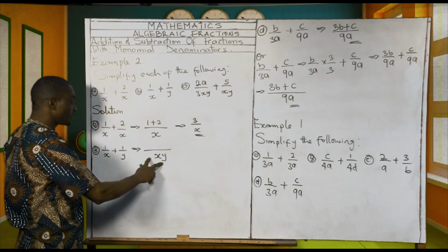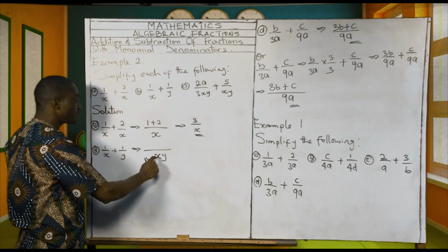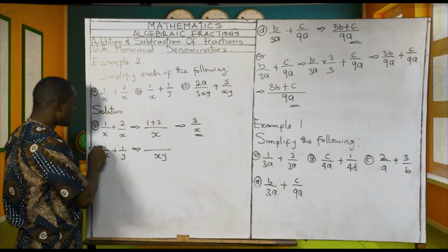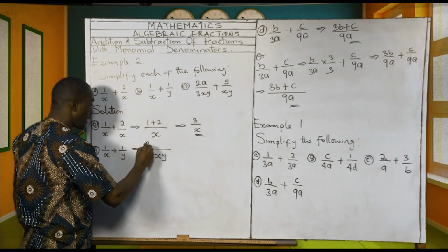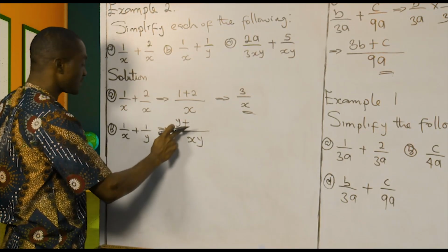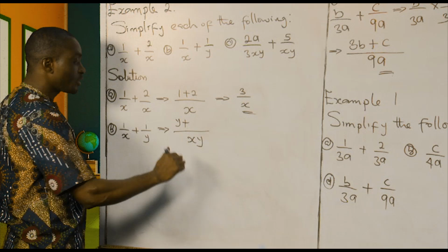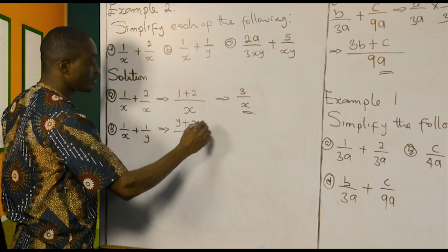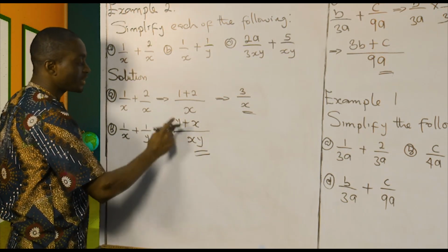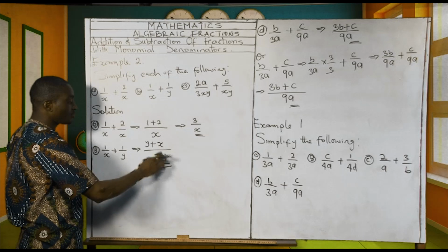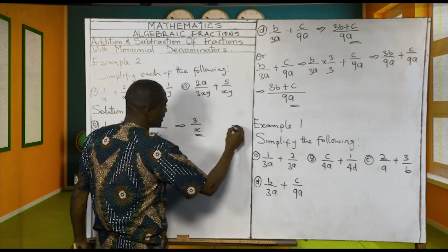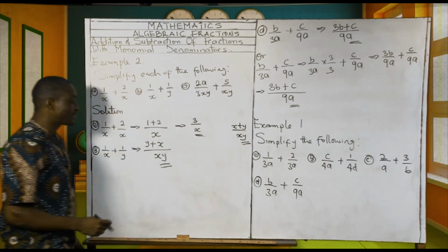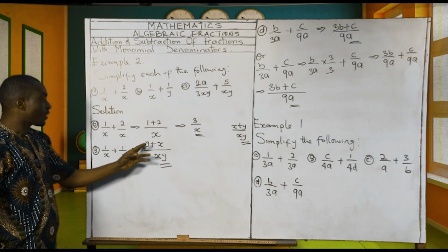Now x in xy, that is xy divided by x, will give you y. y multiplied by 1 will give you y, and you have your plus sign operation. y in xy will give you x. x multiplied by 1 gives you x. Your final answer is y plus x over xy. If you like, you can write it as x plus y over xy. It's still the same, if you don't want to write y first.